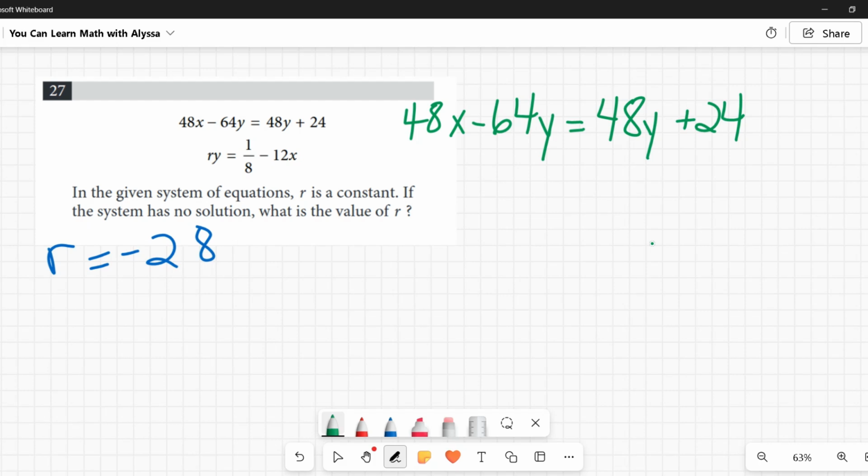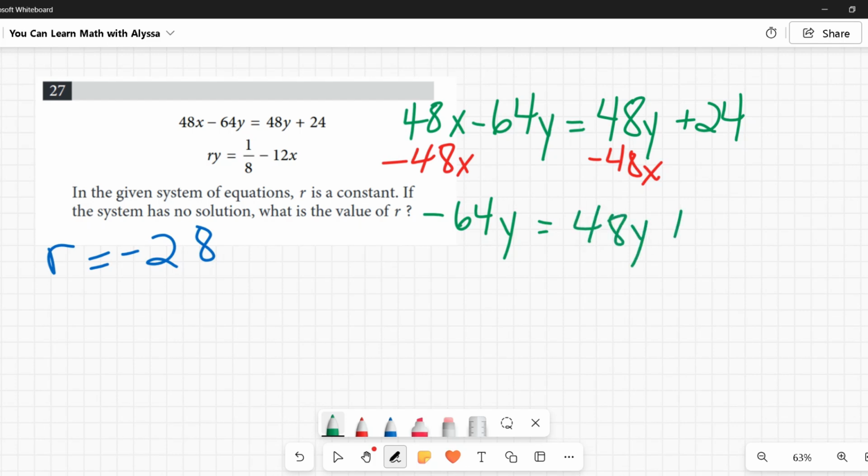48x minus 64y equals 48y plus 24. If I start moving things over like I was doing before, I'm starting out that same way because that's my method. I know, I'll put them both into y equals mx plus b. I'll set the slopes equal to each other. Okay, so let's start that process. It's going to start out exactly the same, where I moved the x over to the right by subtracting 48x from both sides. So now I've got negative 64y equals 48y plus 24, and then I subtracted that 48x.